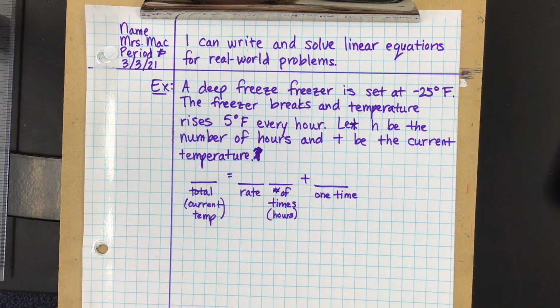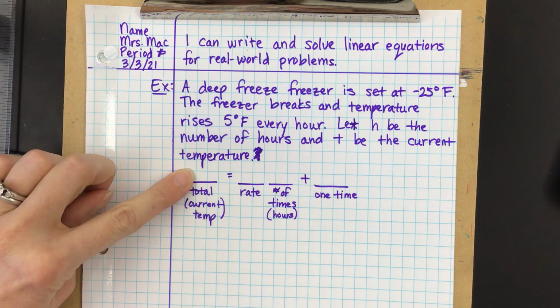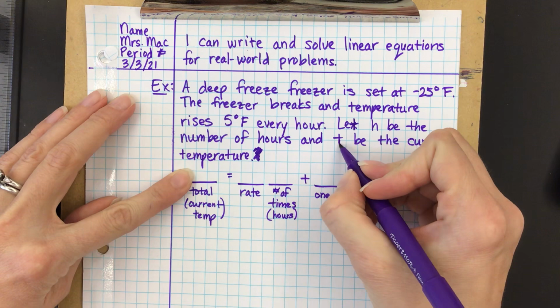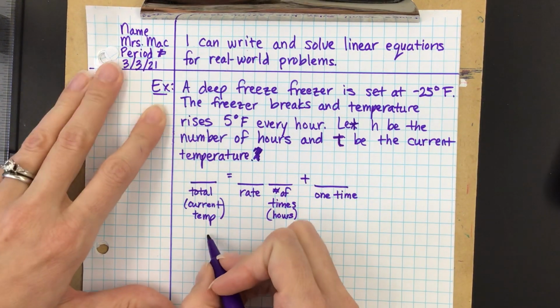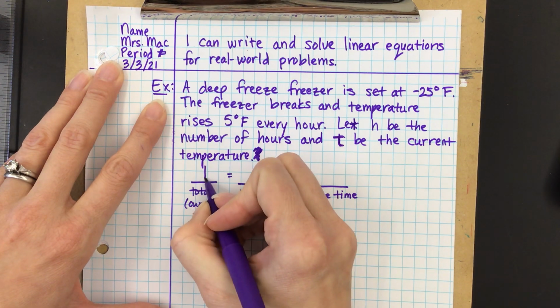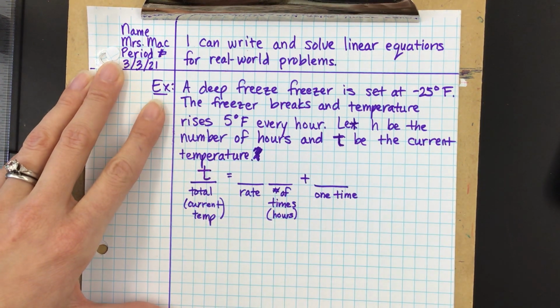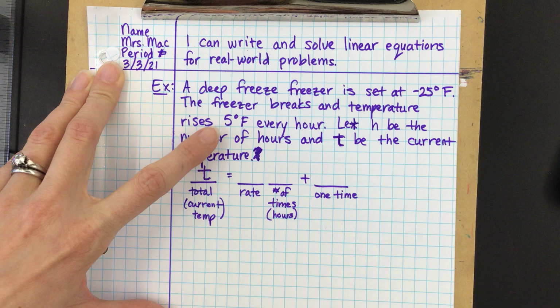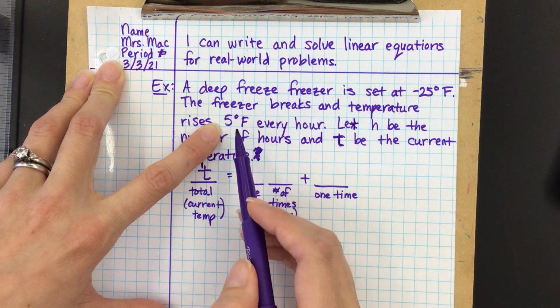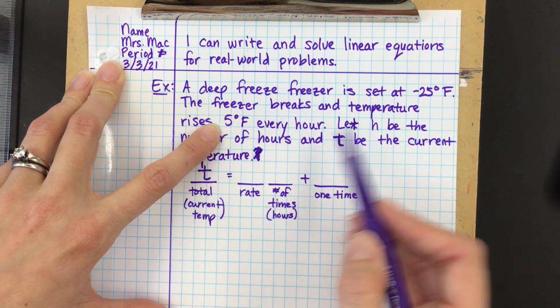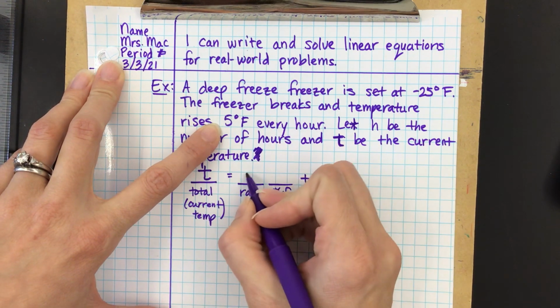Okay, so I know you've seen this frame a lot of times. So let's go through what this means. We actually don't know the current temperature because the current temperature depends on how many hours that freezer has been sitting. So we're going to leave that as a variable. We're going to call that T. Now what's the rate? Well, the temperature is going up 5 degrees every hour. So anytime it says every or each, that's what's happening over and over again, which is 5.